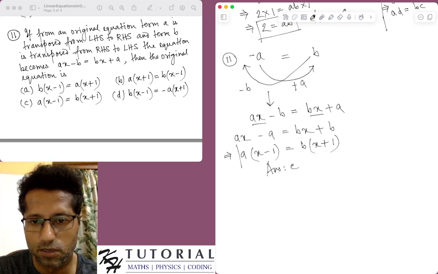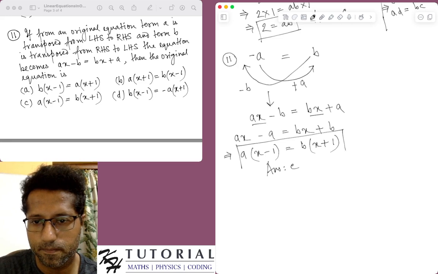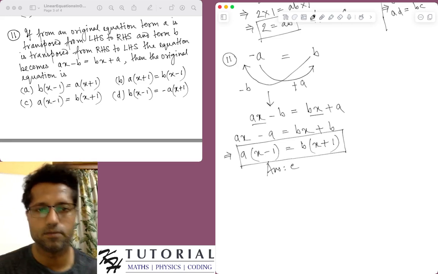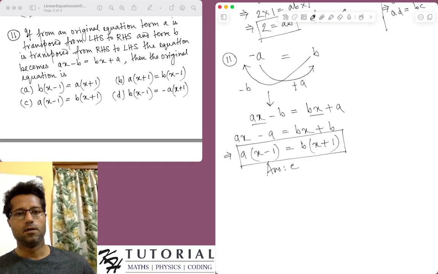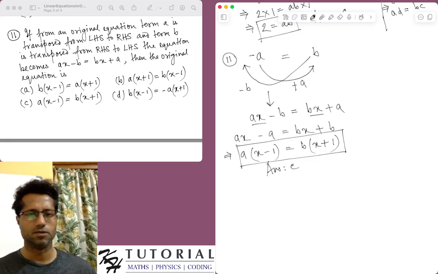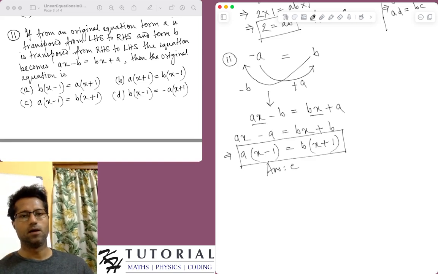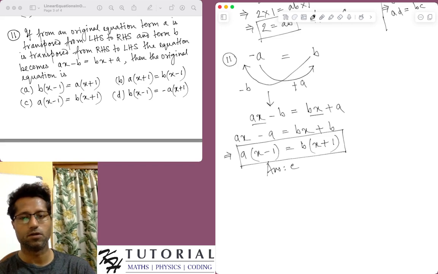So this is the original equation, and the answer is choice C. I hope this was a very conceptual problem regarding how you solve an equation by transposition of terms.